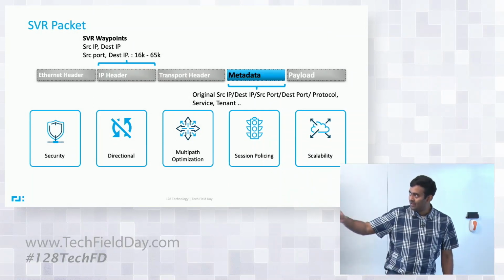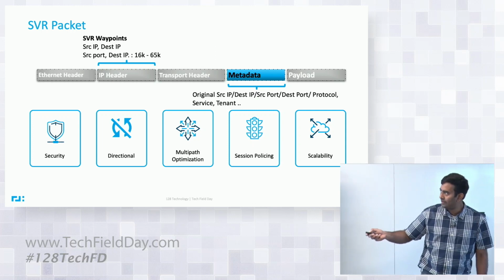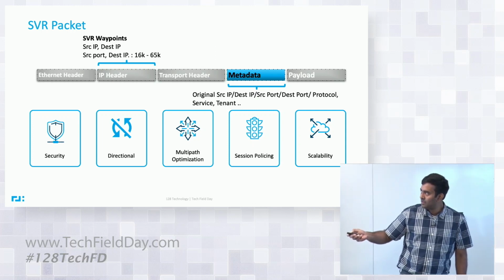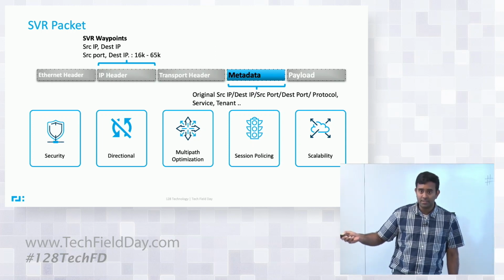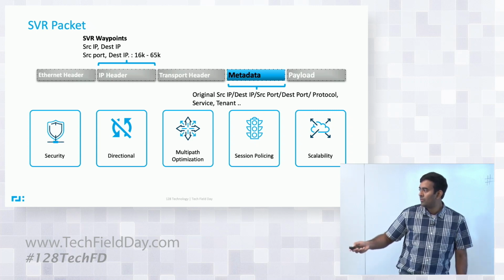Okay. So this is again just to make it clear what we are doing. We are not adding any header. It's just NATting the packet. So the ports are from 16K to 65K. That's why it's 50K combinations. We're simply NATting the packet here, and the original ones are kept in the metadata here. Now, these are the benefits.